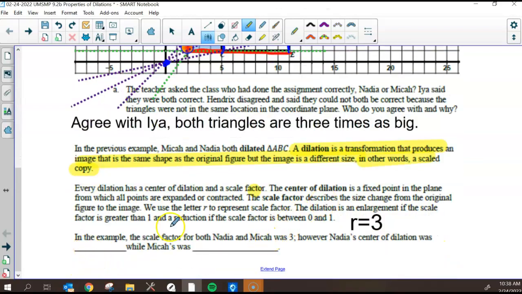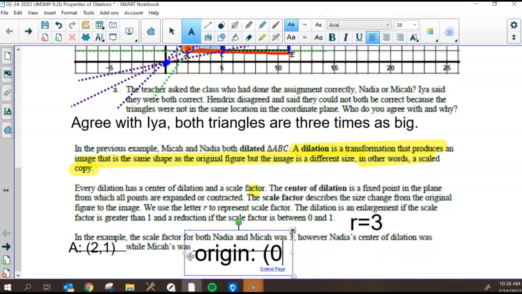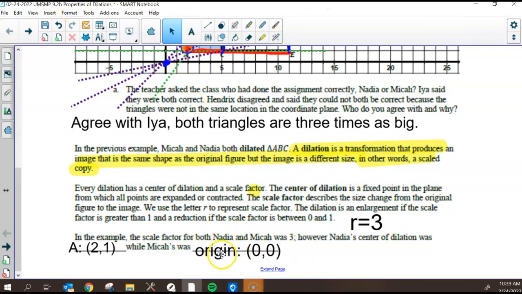Let's write that down. And again, I'm going to have to be typing since my stuff is not working. Nadia's center of dilation was point A, which was the coordinates 2, 1. And Micah's center of dilation was the origin, which has the coordinates 0, 0. So we're going to be practicing more with dilations. We're going to be creating some dilations. We're going to be looking for information about dilations that have already been done.